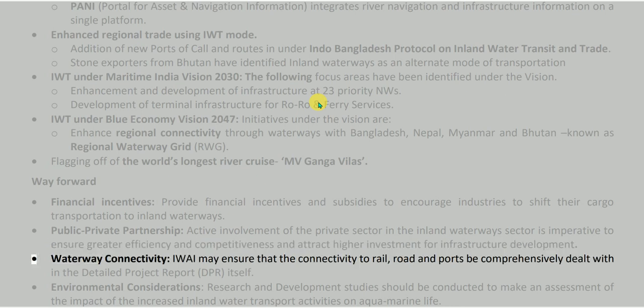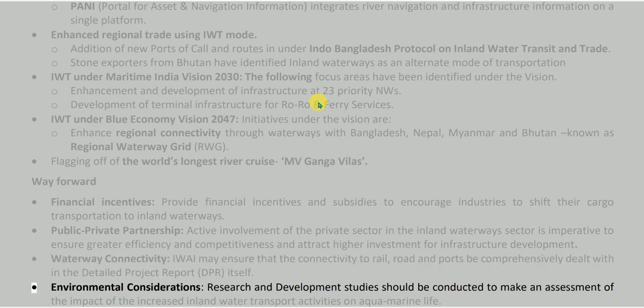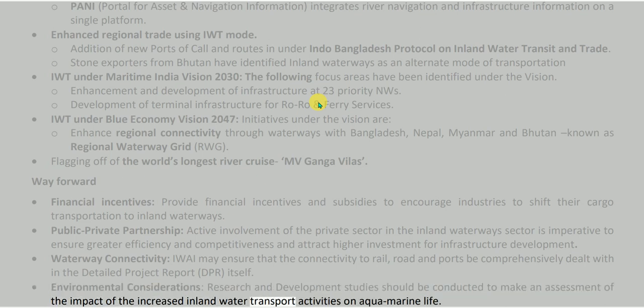Waterway connectivity: IWAI may ensure that the connectivity to rail, road and ports be comprehensively dealt with in the detailed project report, DPR, itself. Environmental considerations: research and development studies should be conducted to make an assessment of the impact of the increased inland water transport activities on aquamarine life.